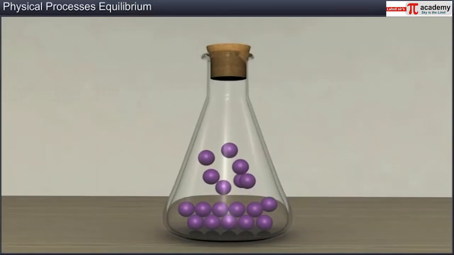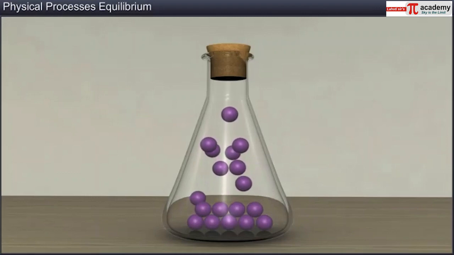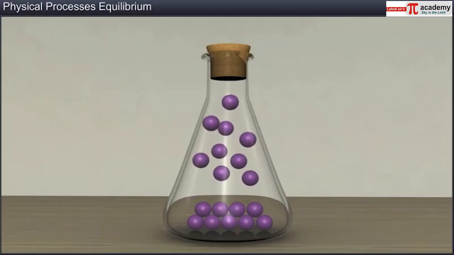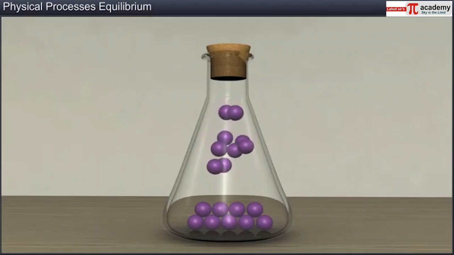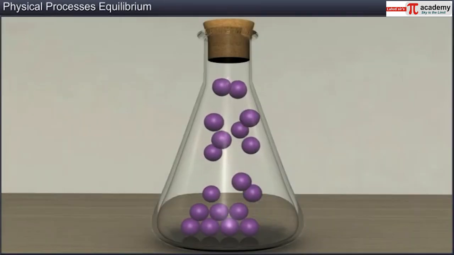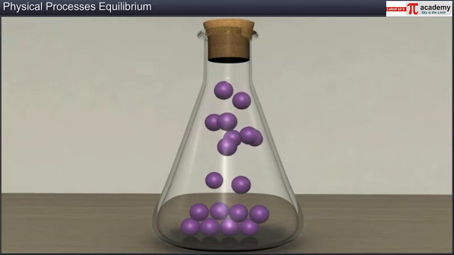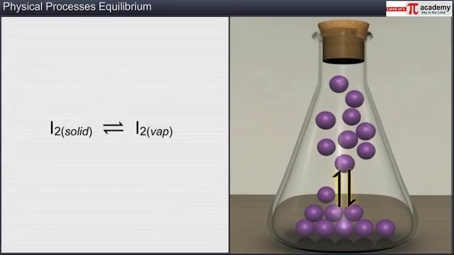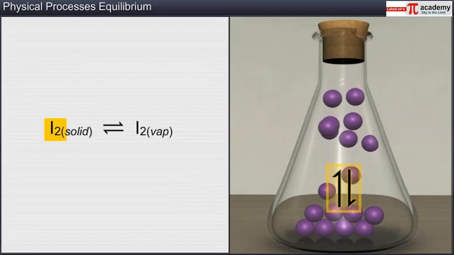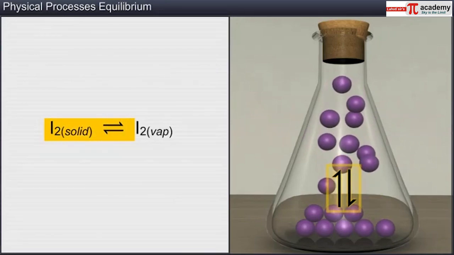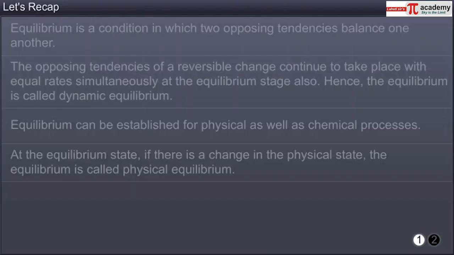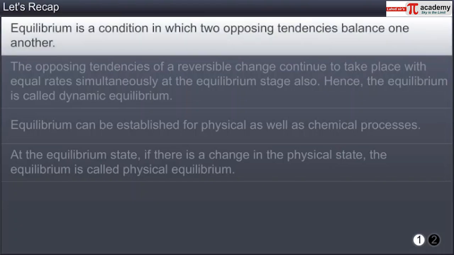At equilibrium, the solid iodine sublimes to give iodine vapor, and the iodine vapor condenses to give solid iodine. The equilibrium can be represented as I2 solid in equilibrium with I2 vapor. You have now reached the end of this module. In this module, you learnt that equilibrium is a condition in which two opposing tendencies balance one another.